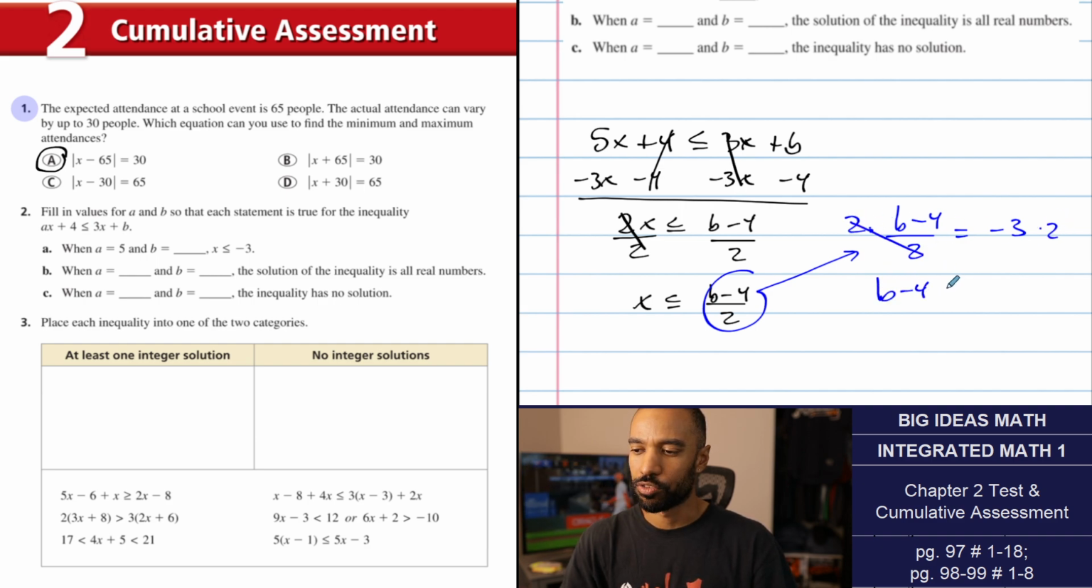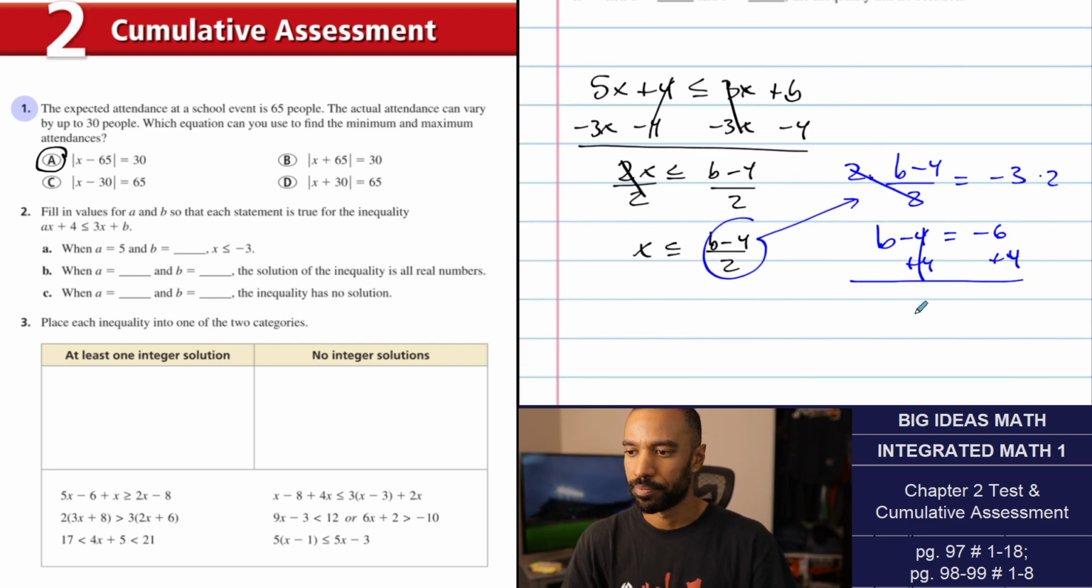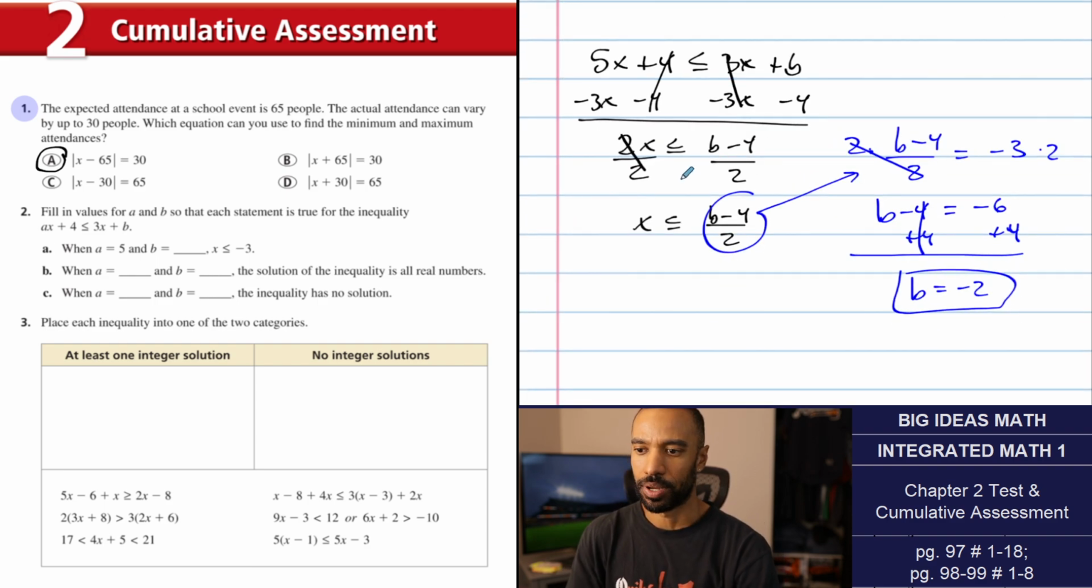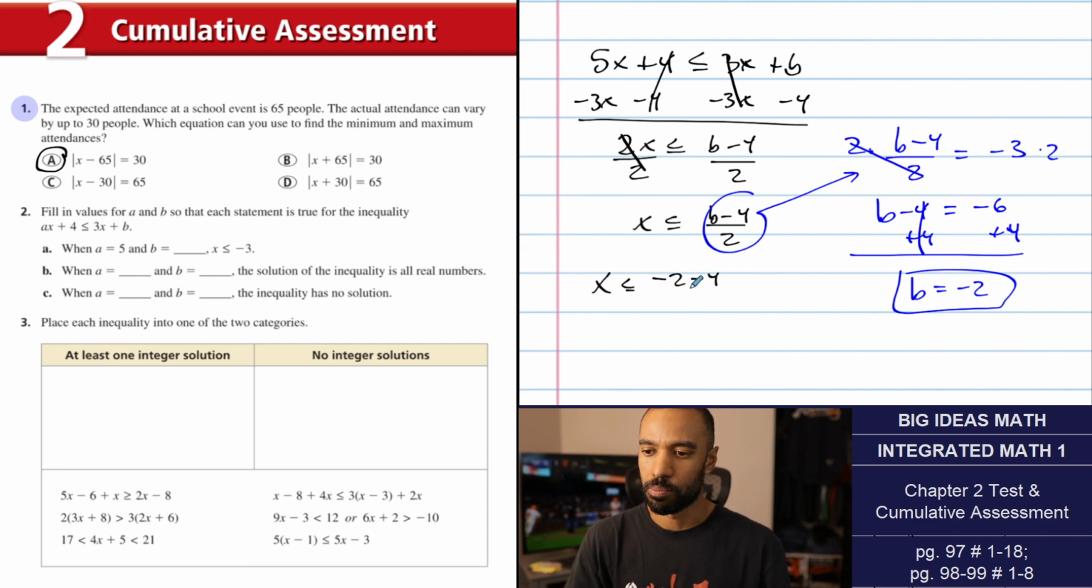We'll get b minus 4 equals negative 6, and I'll add 4 to both sides, right? Solve everything fully algebraically. This is just part A, right? So b equals negative 2. So for this to work, b is going to have to equal negative 2 for x to be less than or equal to negative 3. Let's double check that. So x is less than or equal to negative 2 minus 4 over 2. That's negative 6 over 2, which is negative 3. Okay.